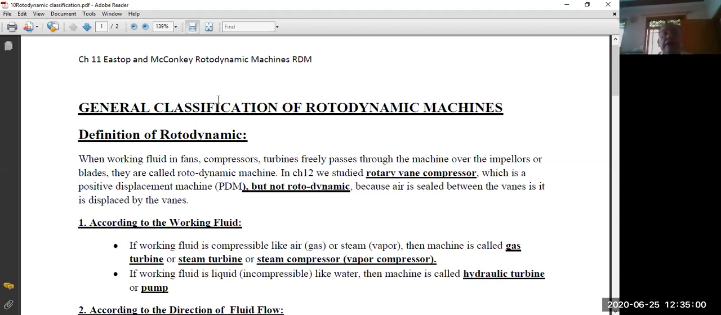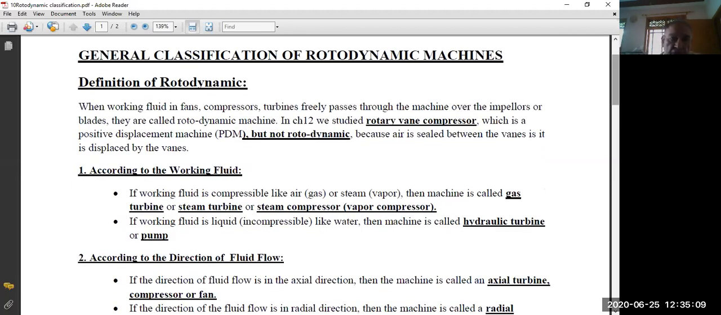Which is general classification of rotodynamic machines. Dynamic machines or rotodynamic machines are defined as machines in which the working fluid, in fans, compressors, turbines, freely passes through the machine over the impellers or blades. They are called rotodynamic. This is a combination of two words, rotating and dynamic. Rotating dynamic machines. In chapter 12, we studied the rotary vane compressor, which is a positive displacement machine.